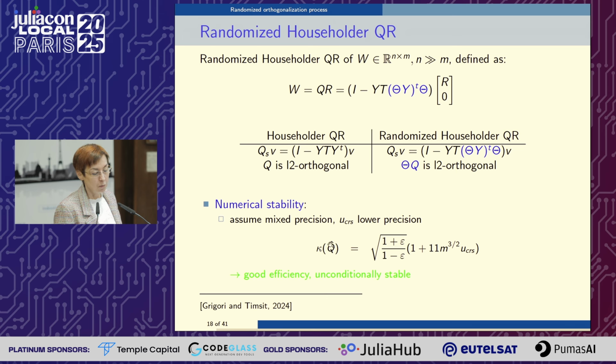So the condition number of the basis we obtain satisfies these relations, where we have a dependency on epsilon and a dependency on the number of vectors m to the power 3/2, but no dependency on the condition number of W. So it also preserves the important stability properties of Householder QR. And that's important because we know there is a very stable algorithm that, if you have a really badly conditioned matrix W, you can use to obtain a well-conditioned basis Q.